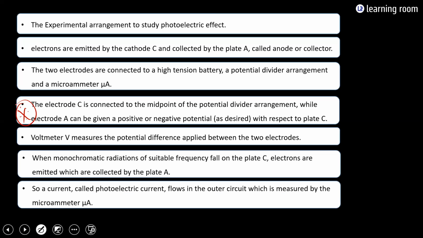So when this happens, when there is a transmission taking place from one plate to another, what happens? Current is constituted. So a current called photoelectric current starts getting generated, which flows in the outer circuit, which is measured by the microammeter that you saw in the diagram. Is it clear?